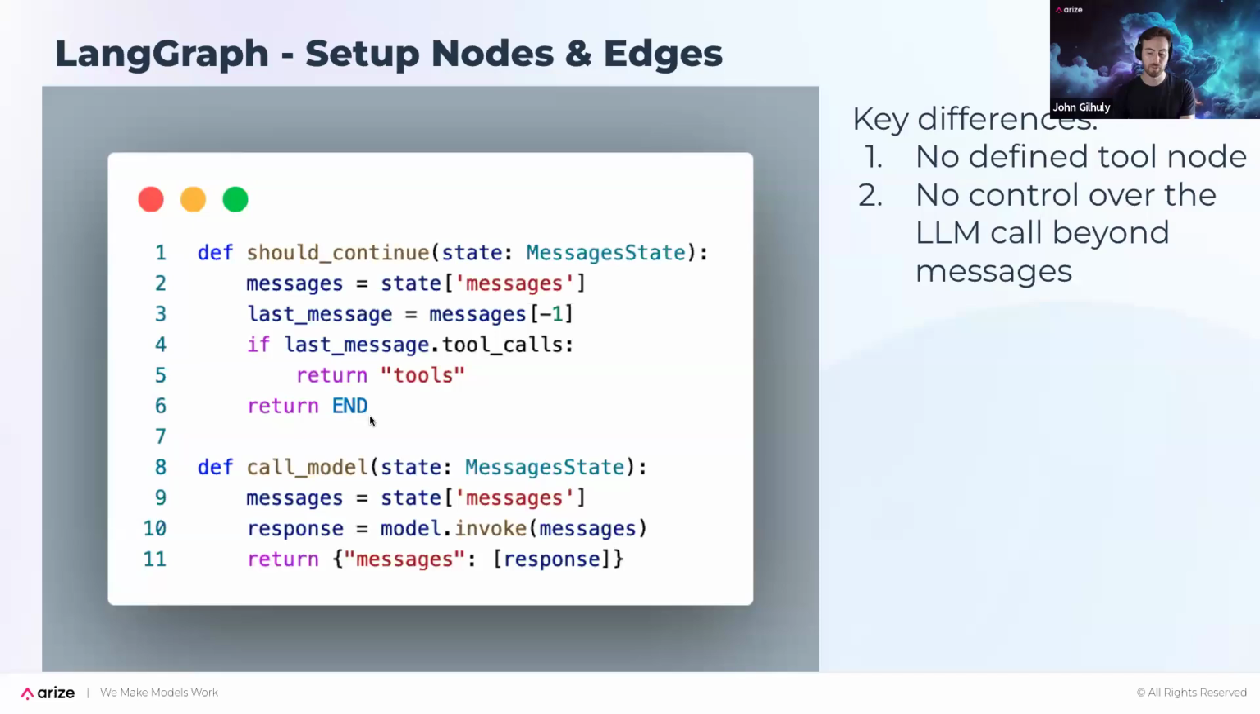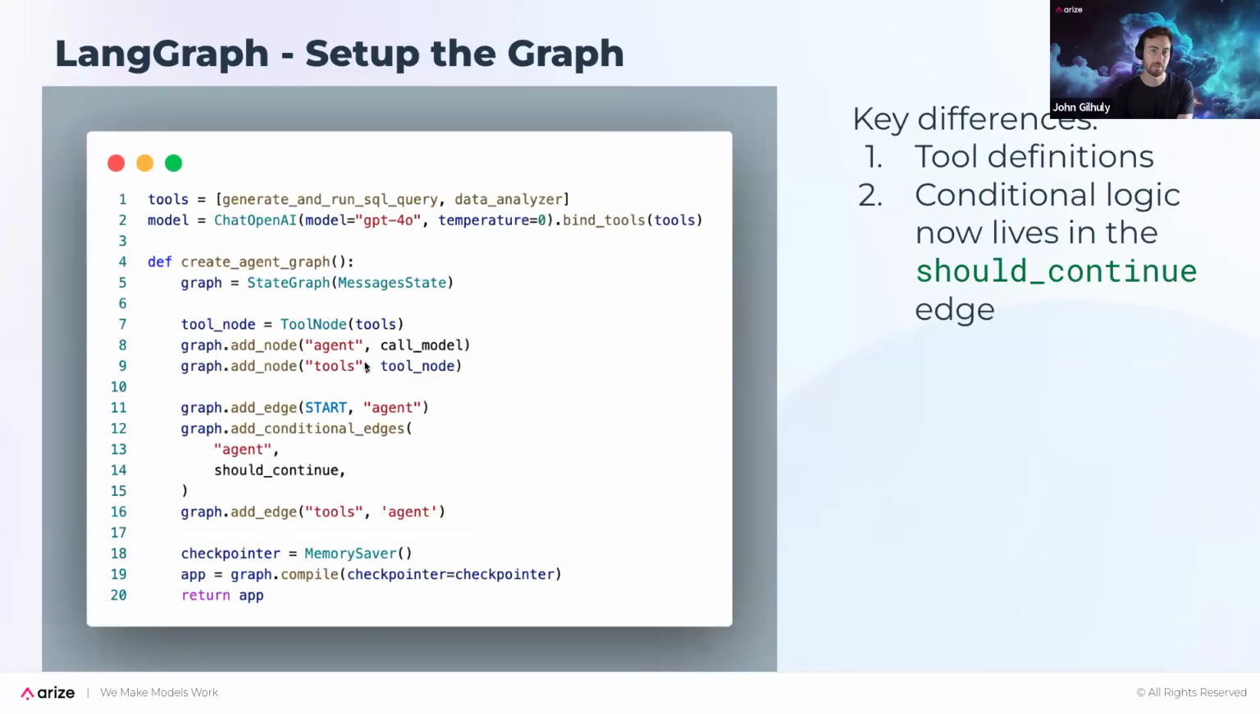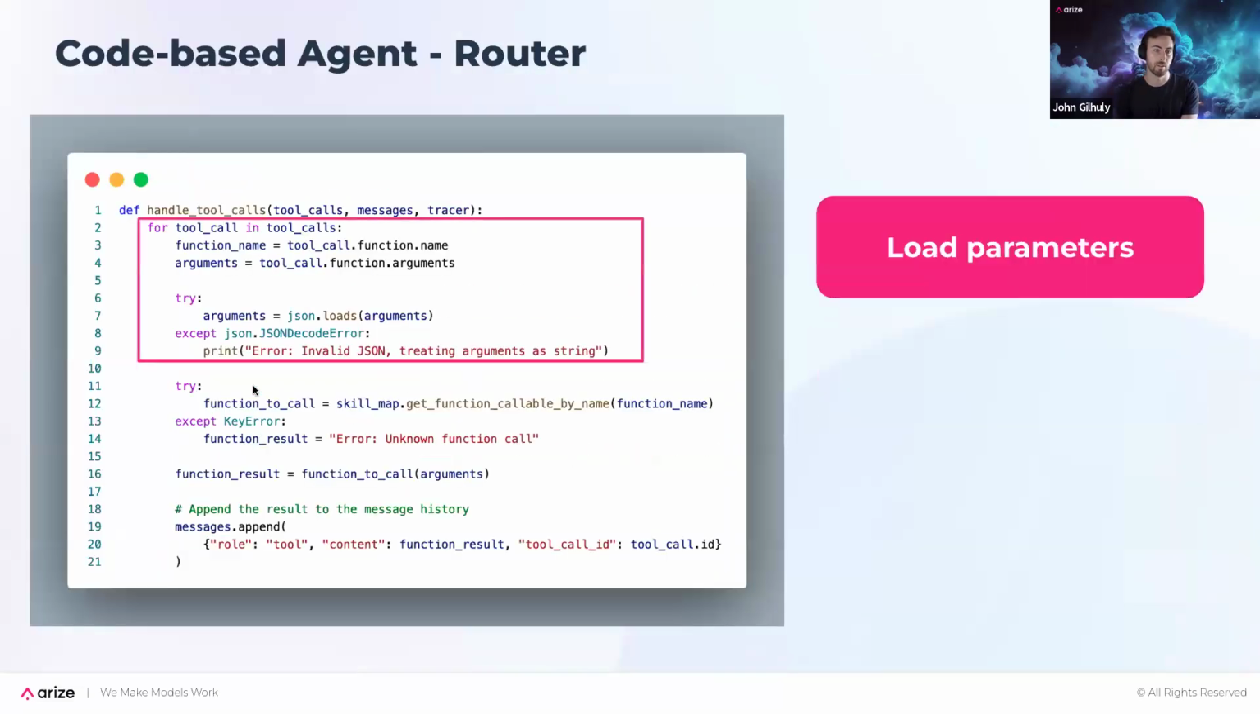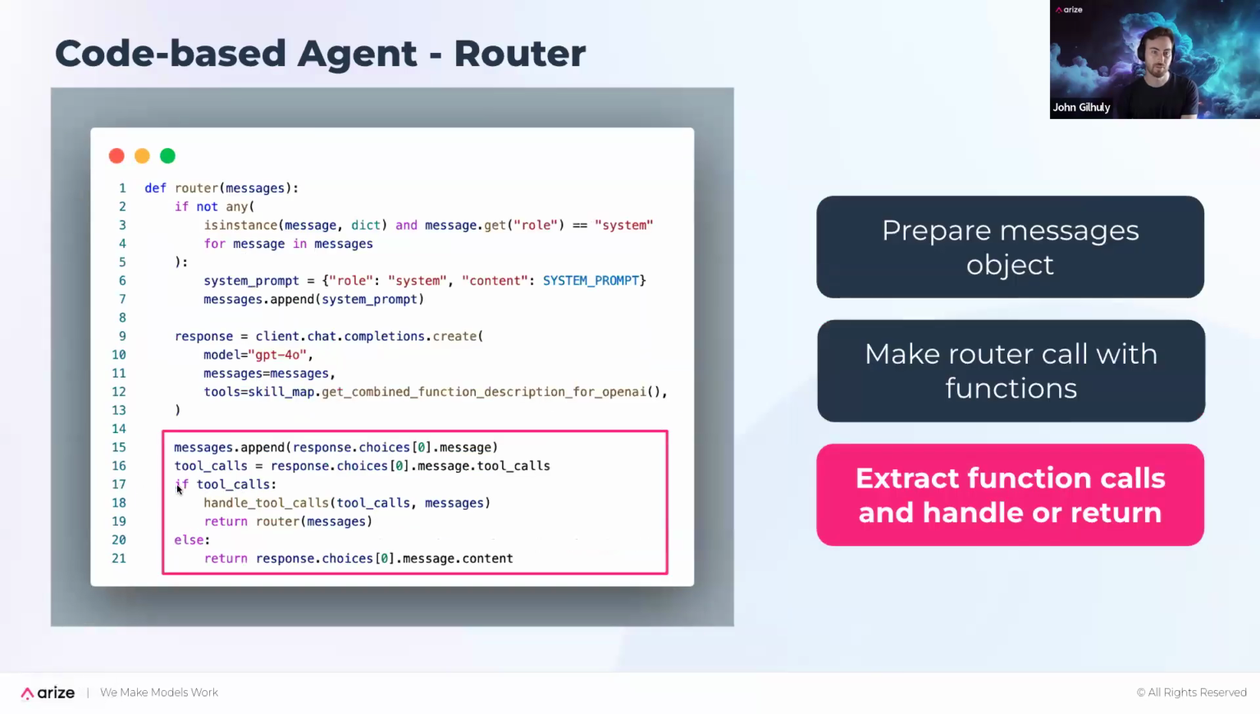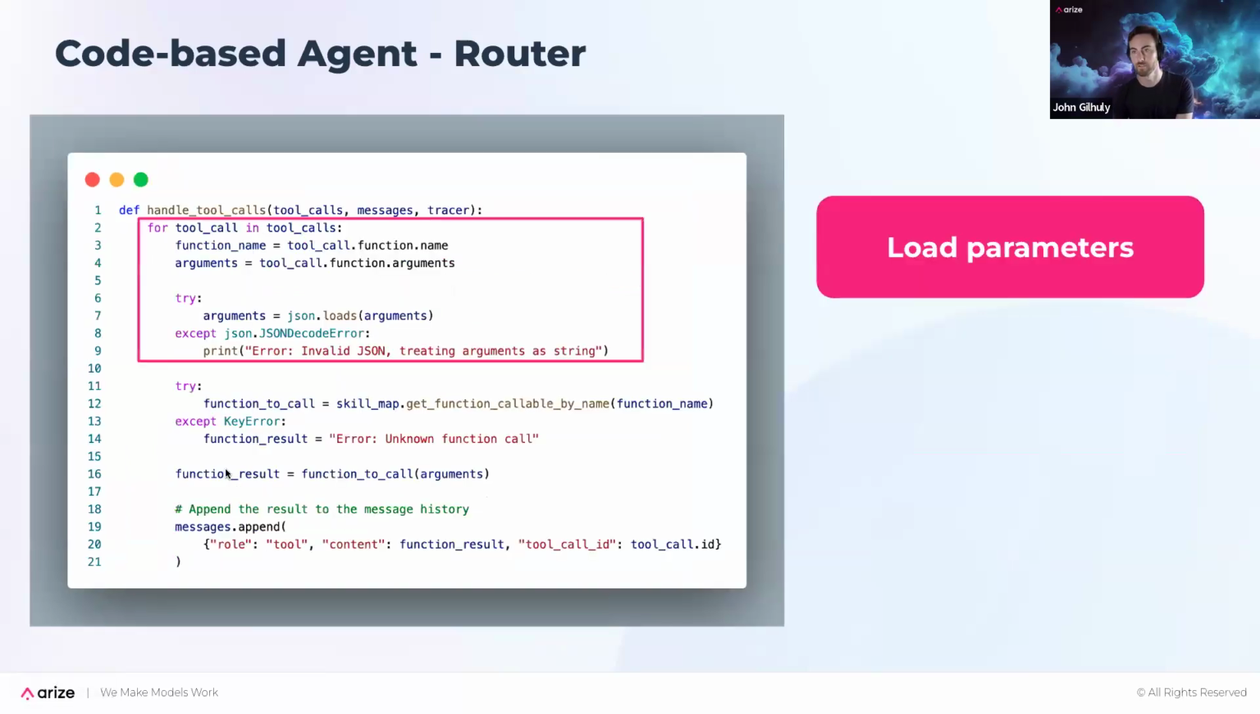So this sort of 1 through 6 here, this conditional edge, takes the place of this sort of 17 through 21 at the end here. So instead of us routing that, we're now putting all this code right here into a conditional edge.